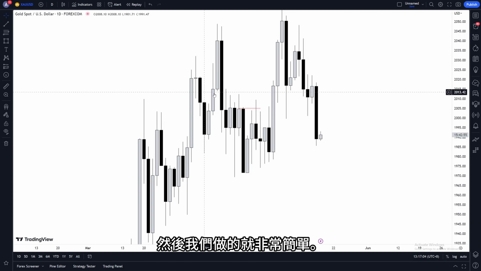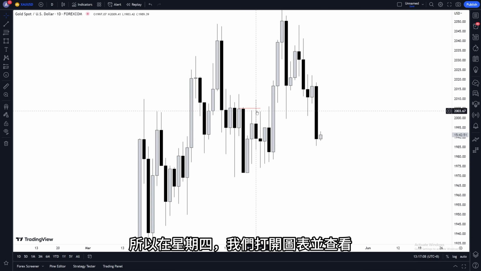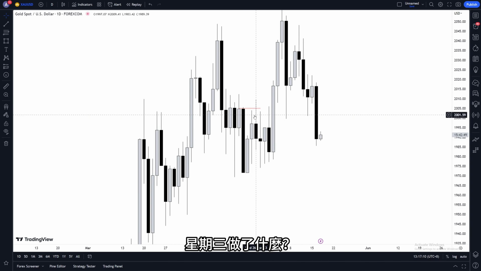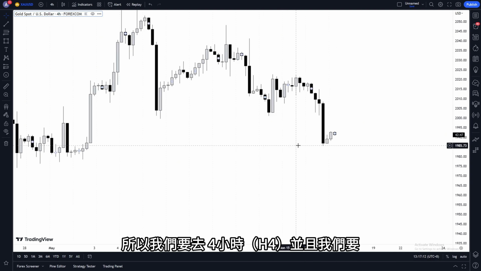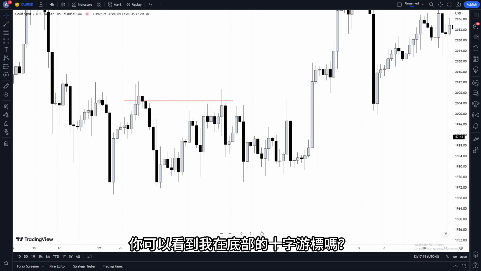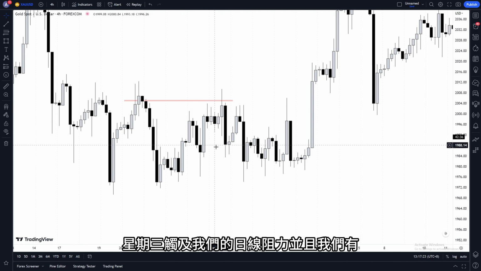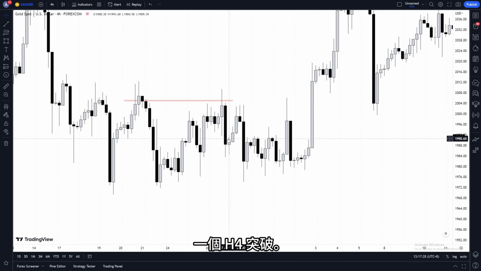Then all we do is something very simple. This daily reject daily happened on Wednesday. So on Thursday, we're opening our charts and we're looking at Wednesday's price action. What did Wednesday do? We're going to hit the 4 hour and check it out. So look, this was Wednesday, and you can see the dates right here at the bottom. Can you see my crosshair right at the bottom? We have Monday, Tuesday, Wednesday touches into our daily resistance, and we have ourselves an H4 breakout.